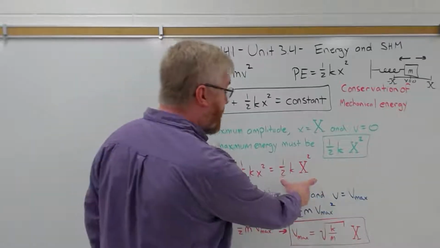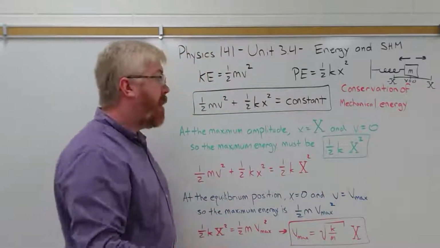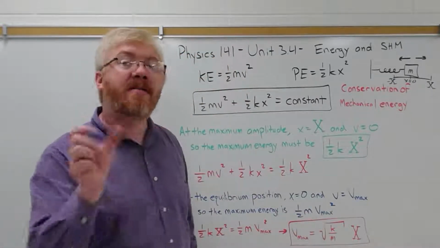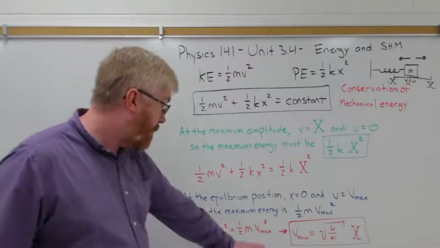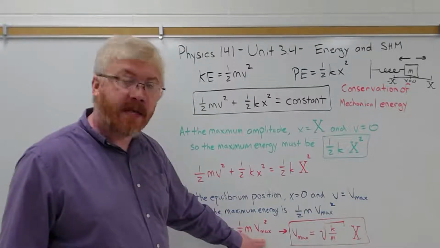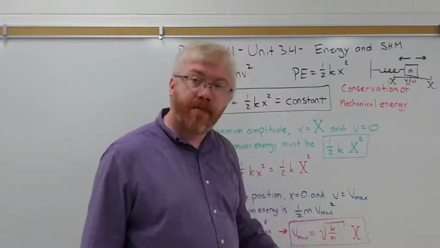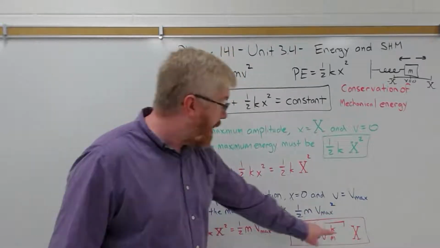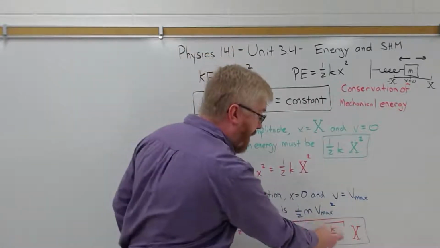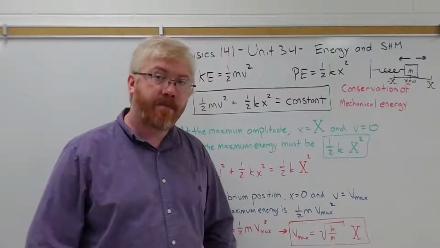So if we know the total energy has to be this, 1/2 k times the maximum amplitude squared, and we know the total energy also has to be 1/2 m times the maximum velocity squared, we can set those equal to each other, as I've done here. Solve this, the 1/2 will cancel, rearrange to solve for the maximum velocity, and you find that the maximum velocity of this system is equal to the square root of k over m, the spring constant over the mass, times the amplitude. So if you know the amplitude of the system, the spring constant and the mass, you can figure out what the maximum velocity is of the system.